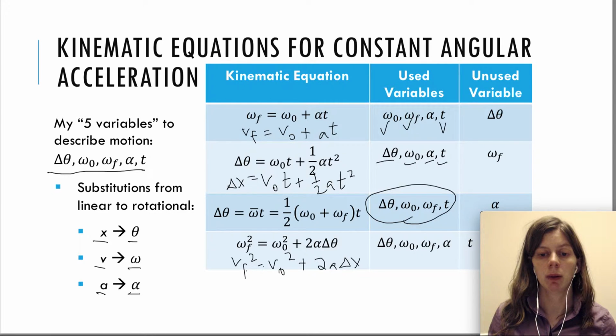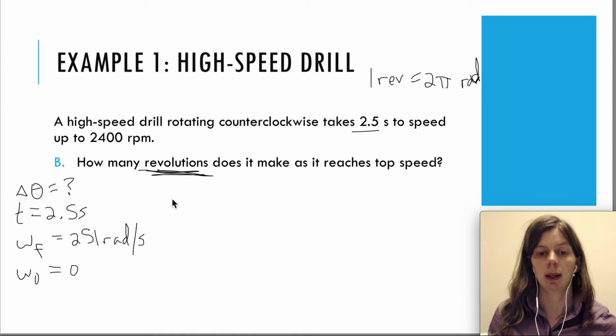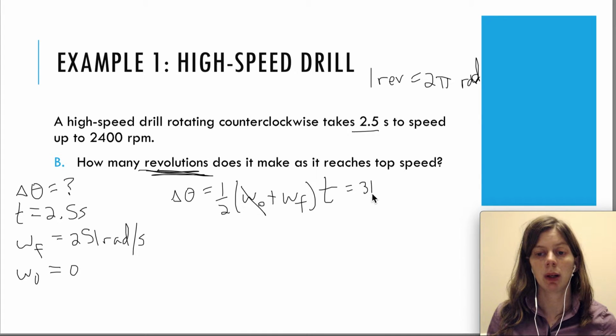Let me go ahead and write it down. That third equation said delta theta equals 1/2 times omega initial plus omega final, multiplied by time. Now you can use another one with the angular acceleration if you want to. You do have options. You'll get the same answer. Omega initial is 0. We're going to plug in 1/2 times 251 times 2.5, and that's going to give us 314 radians. A common mistake in these problems is students forgetting to really pay attention to the units.